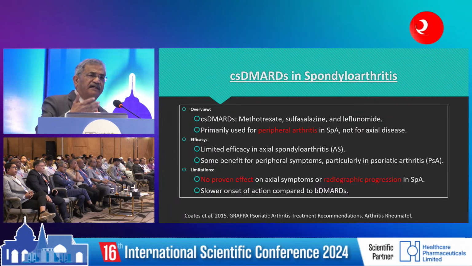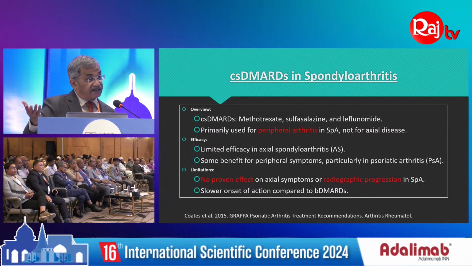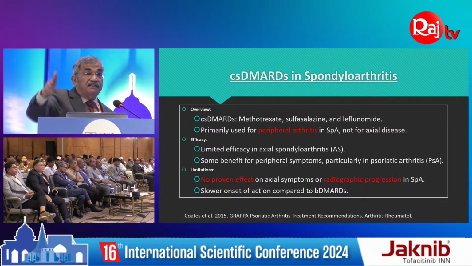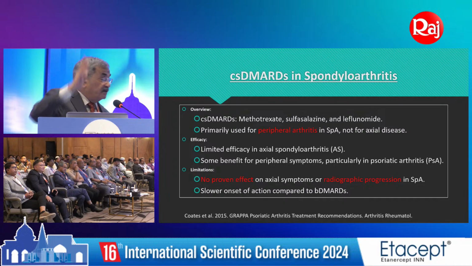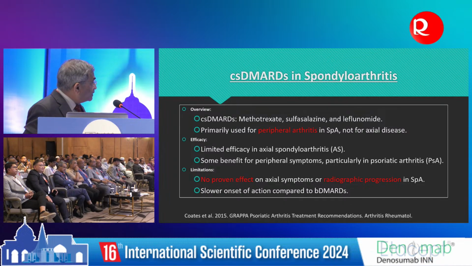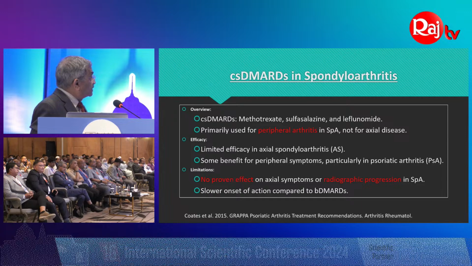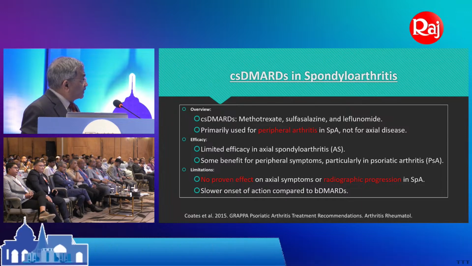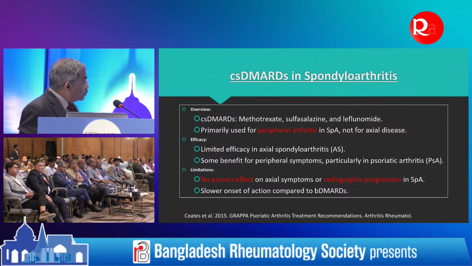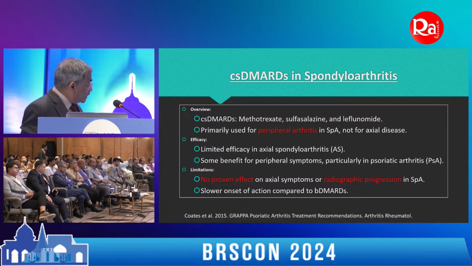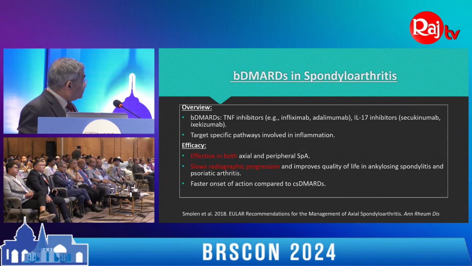In fact, from India, from PGI, Shefali wrote that they do work for axial disease, and somebody might stand up and say, no, it works. There is limited efficacy, but if you see the meta-analysis, if you see the Cochrane review, it is used basically for peripheral arthritis, and there is no proven effect for radiographic progression.